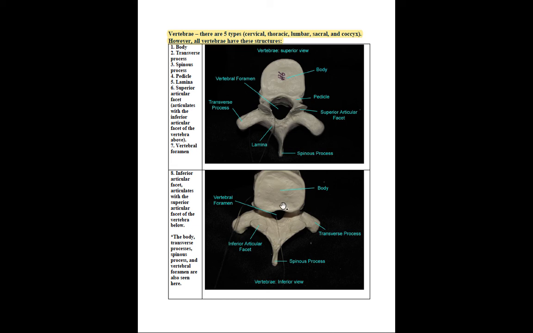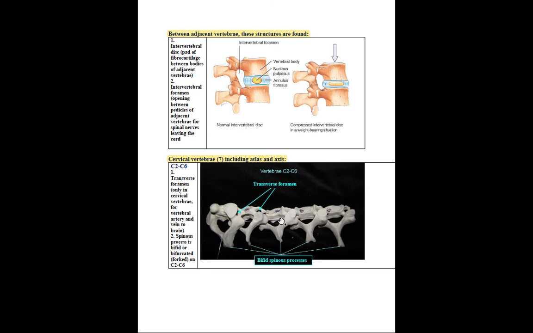Again, on the inferior view here, you can see the inferior articular facet, and that's, of course, going to articulate with the superior articular facet of the vertebra below it. And again, you can see the transverse process here from the underside. You can see, of course, the body. You can see the spinous process and the vertebral foramen, all from the inferior view.